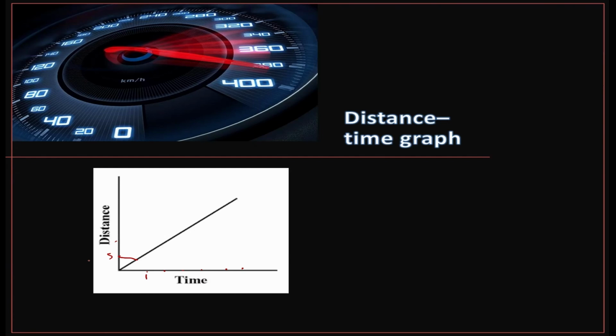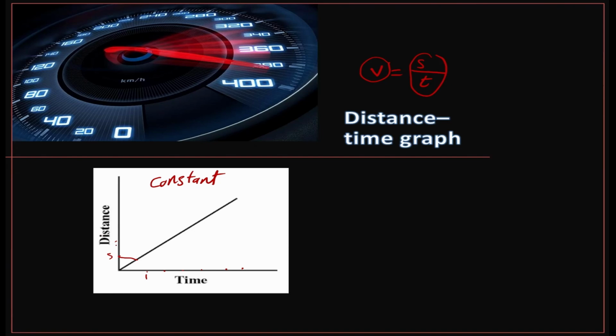When the object is moving, this means its speed has a magnitude, has a value. This value, is it constant or varying? As long as you remember here, speed equals distance over time. So the speed represents the ratio between distance and time. I have here this straight line, means that the ratio between distance and time is always the same. This means the speed here is constant speed.